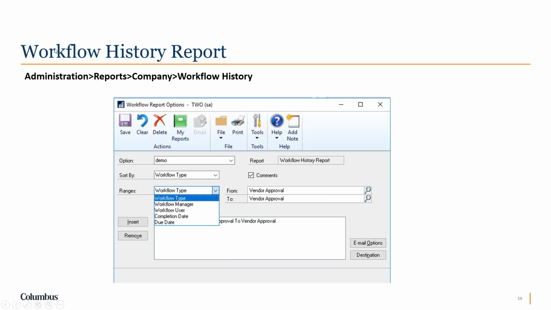Another thing you can do is print a workflow history report. It's under Administration, Reports, Company, Workflow History. And you can pull the report different types based on different ranges. So if you wanted to change the criteria to be just a workflow manager and put that workflow manager's name in here, you can insert that and pull that information specifically. So you could do ranges based on any of these different options.